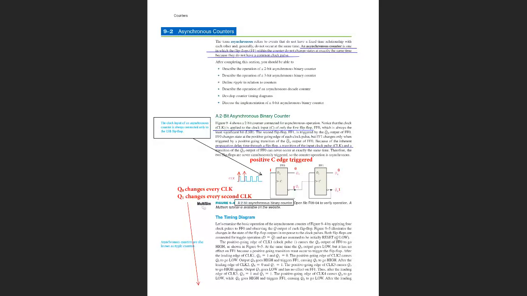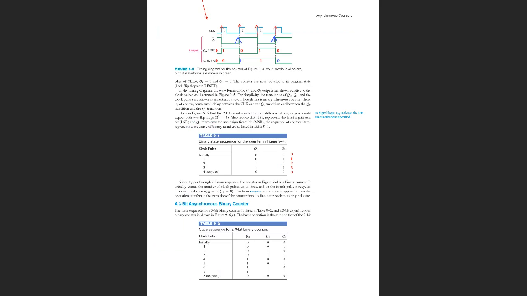Now the negative output, not Q0, is connected to the clock of flip-flop 1. And again, its positive slope will trigger the flip-flop 1. However, because the positive slope happens at the output of the first flip-flop only every second clock, the second flip-flop FF1 will change every second clock.